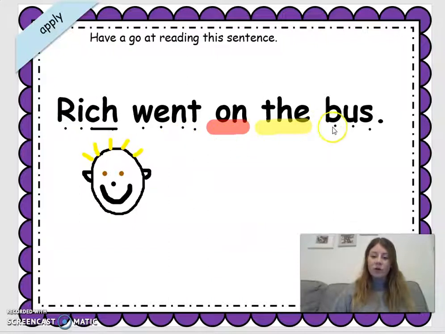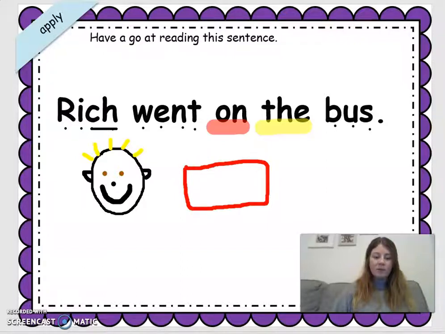Rich went on the bus. Ah, that's the bus, isn't it? So I'm going to have a little go at drawing my bus. Super speedy. There we go. There's my lovely red bus. And I'm going to quickly pop on my wheels. 1, 2, 3, 4. There we go. And my window. And the little windows for the passengers to see out of again. There we go. Rich went on the bus.